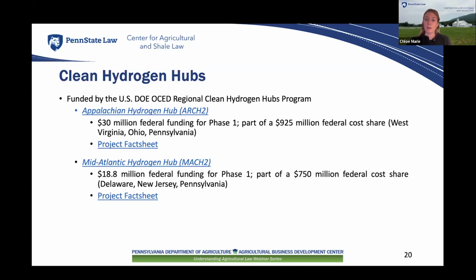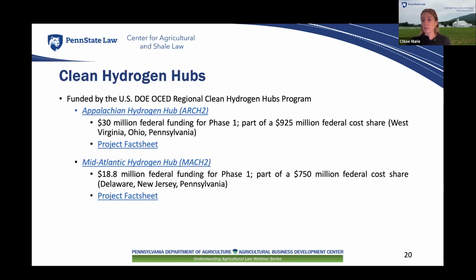This grant is part of a larger federal cost share of up to $925 million for the entire project, which spans West Virginia, Ohio, and Pennsylvania. And more recently, on January 17, 2025, the OCED awarded $18.8 million to the Mid-Atlantic Hydrogen Hub, this time a partnership between Delaware, New Jersey, and Pennsylvania for phase one. And this is part of a total federal cost share of up to $750 million.